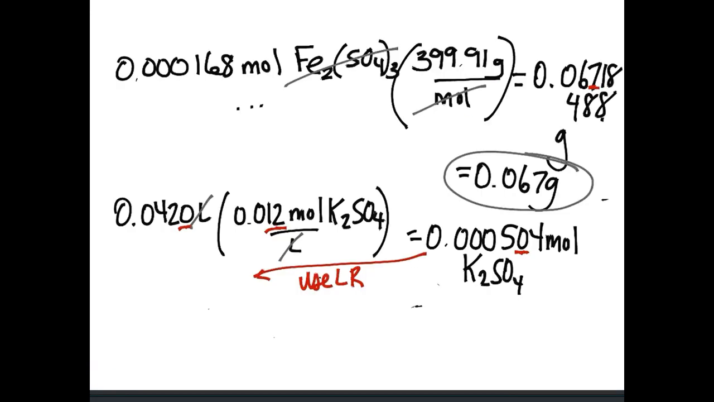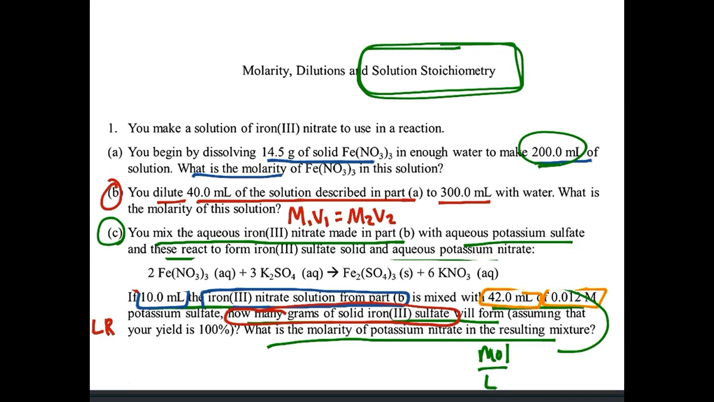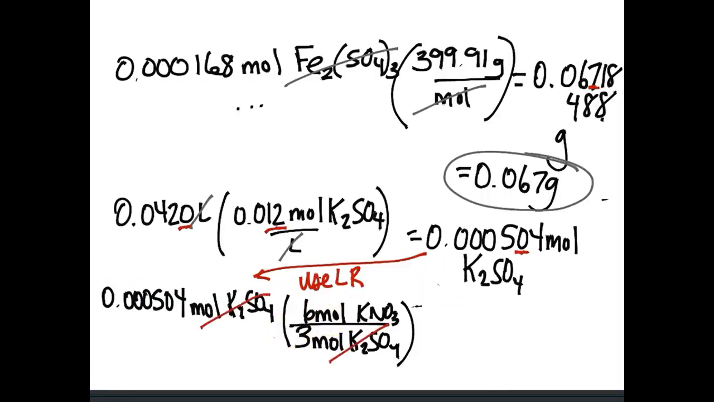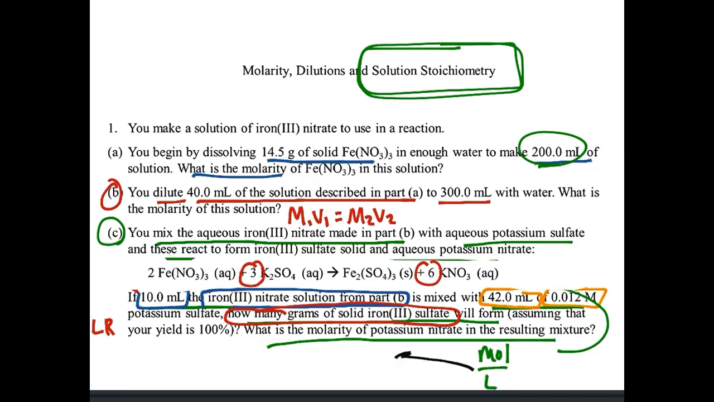So molarity is moles per liter. So we can figure out how many moles form. You have to use the limiting reactant here. And so we have our limiting reactant, moles of our limiting reactant are here, 0.000504 moles of potassium sulfate. We're going to convert that into moles of product. The stoichiometry is 3 to 6. So 3 moles of potassium sulfate will form 6 moles of potassium nitrate. And so that means that we're going to multiply this number ultimately by 2, and that's going to give us 0.001008 moles of product.